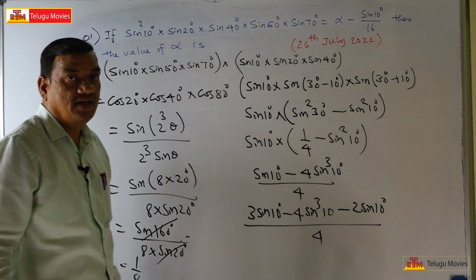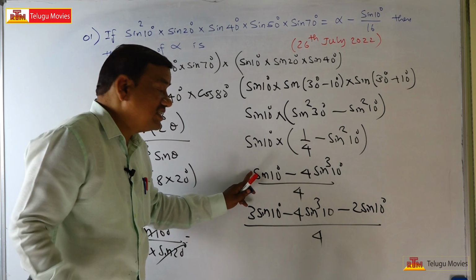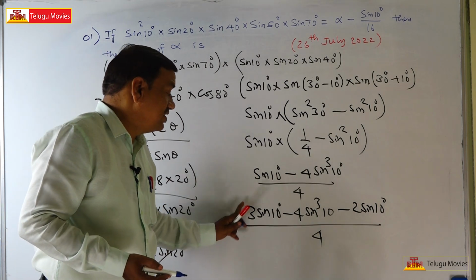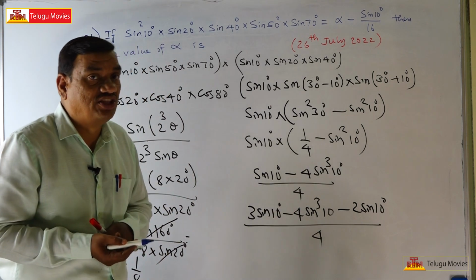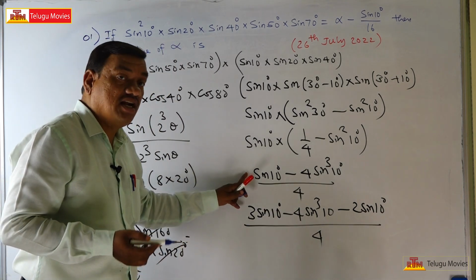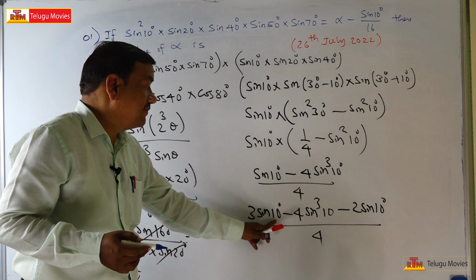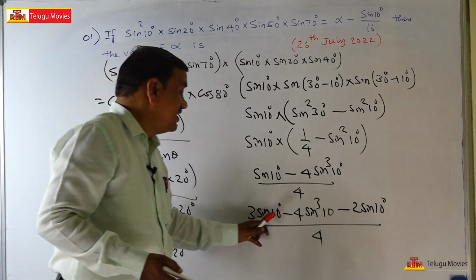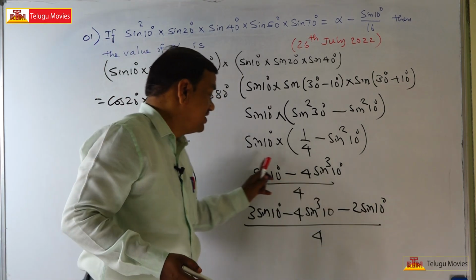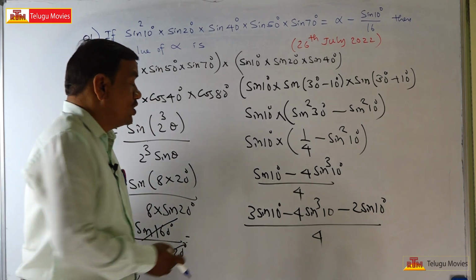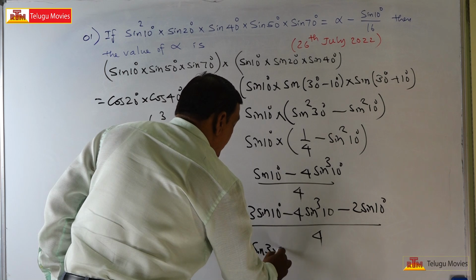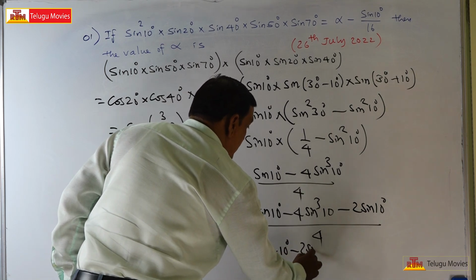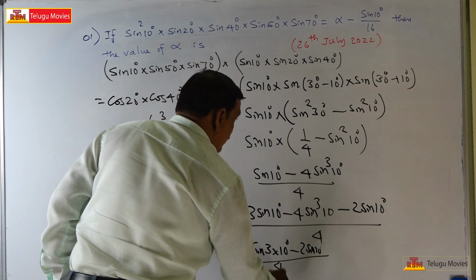Understand why? Because you have to get an idea. If 3 sinθ − 4 sin³θ is there, you can write sin3θ. But here 3 is not there, so let's write 3 sin10°. To compensate that, 3 sin10° minus 2 sin10° is equal to sin10°. So up to here we have (sin30° − 2 sin10°)/4.